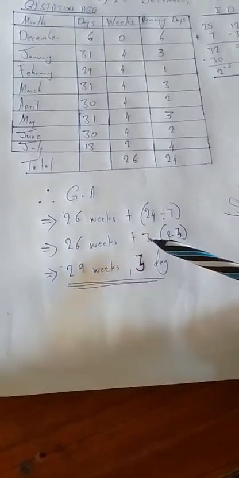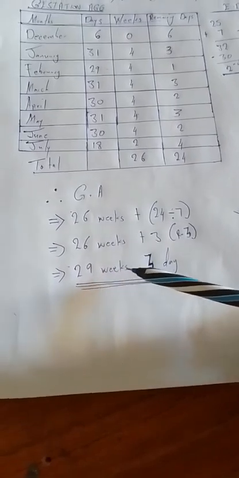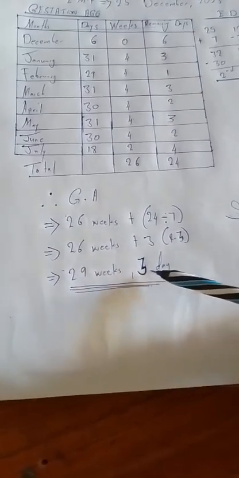So if we add these 3 to the total weeks that we found earlier, the answer here would be 29. Yes, so the answer will be 29 weeks and 3 days. Meaning our gestational age is 29 weeks and 3 days.